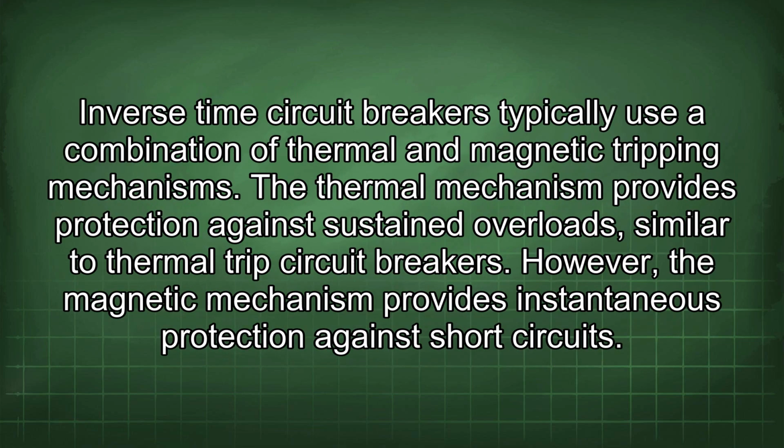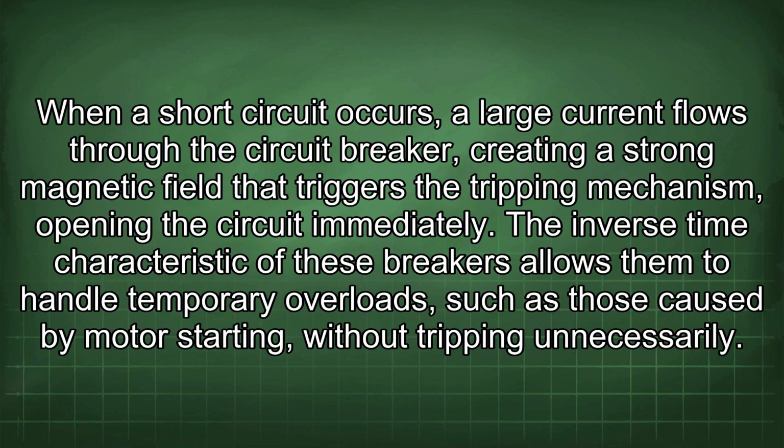Inverse time circuit breakers typically use a combination of thermal and magnetic tripping mechanisms. The thermal mechanism provides protection against sustained overloads, similar to thermal trip circuit breakers. However, the magnetic mechanism provides instantaneous protection against short circuits. When a short circuit occurs, a large current flows through the circuit breaker, creating a strong magnetic field that triggers the tripping mechanism, opening the circuit immediately.